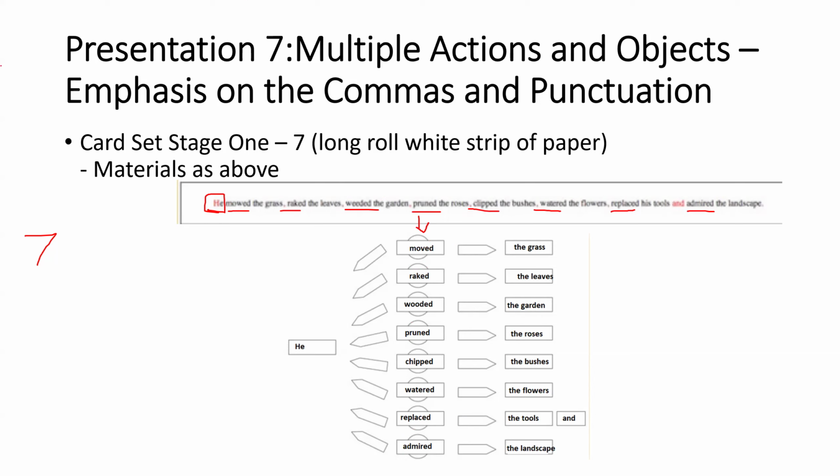Who mowed? He mowed. Who raked? He raked. Ask questions. What did he mow? The grass. So I would also have the grass on my other cards. And towards the end, I would have a conjunction. I put my conjunction here. So that completes our 7 presentations of simple sentence construction.